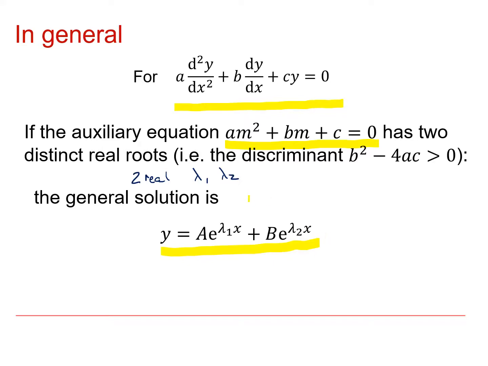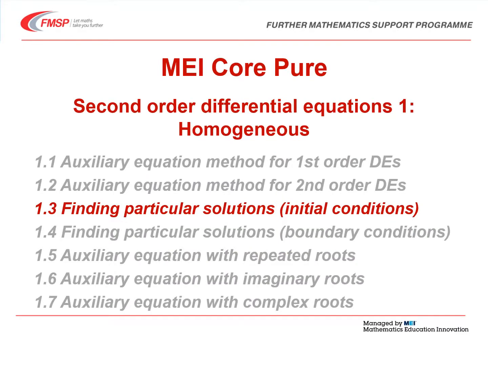In subsequent videos, we'll look at what happens with different types of roots to this auxiliary equation. The next video in this sequence is 1.3, finding particular solutions given initial conditions.